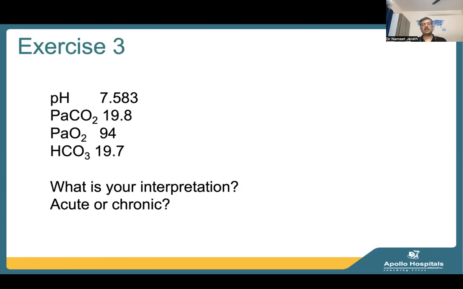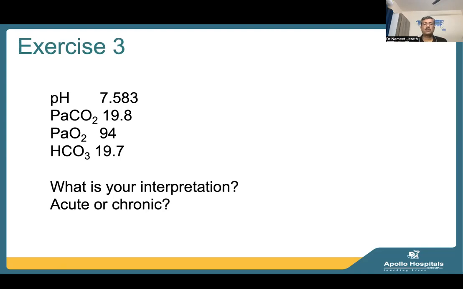Okay, let's look at this gas. Next exercise. pH is 7.58, PCO2 is 19.8, PaO2 is 94, and bicarbonate is 19.7, right? For the full blood gas interpretation, these numbers are not enough. We discussed that for complete interpretation, we do need the electrolytes to calculate the anion gap and do the complete analysis. But this is a smaller exercise with a specific question.